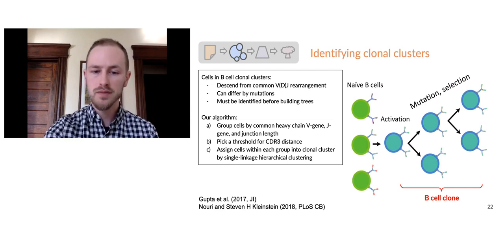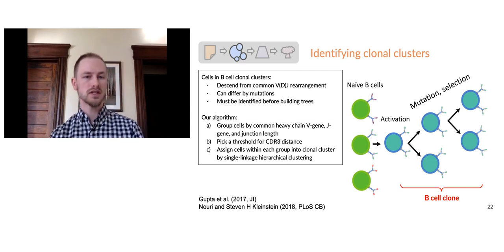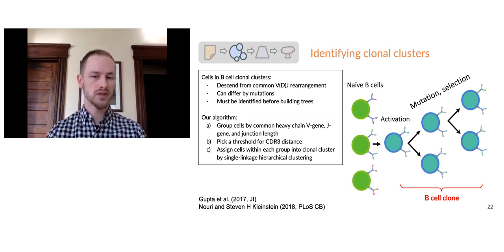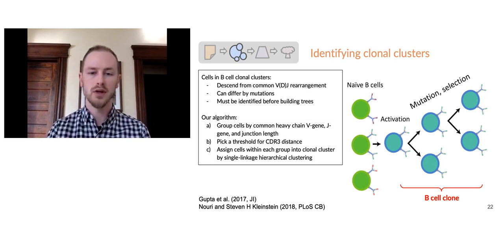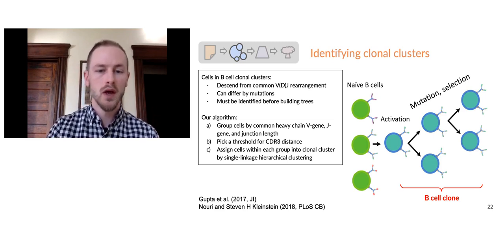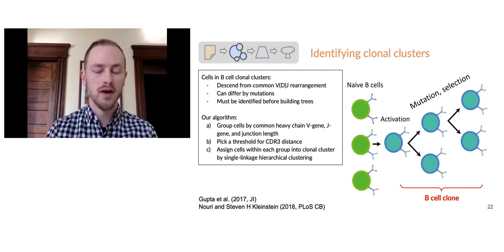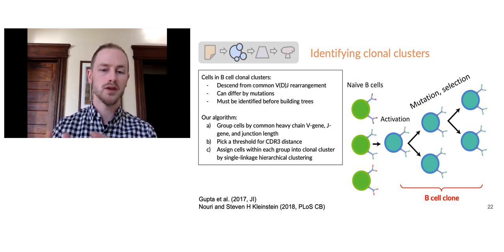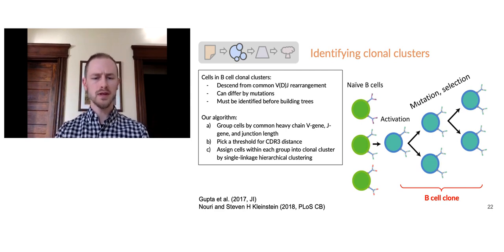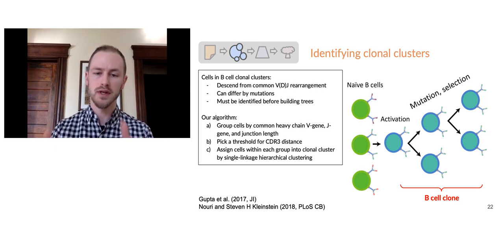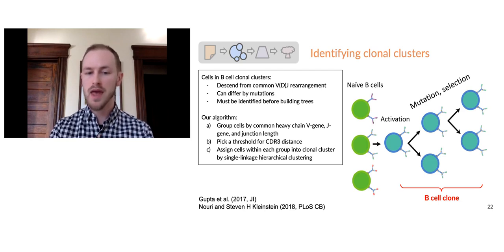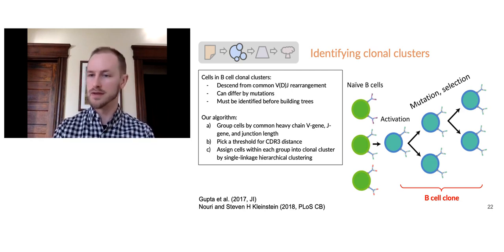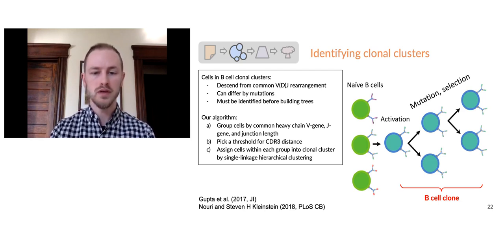There are a few different algorithms available for grouping sequences into clones, but today we're just going to talk about our group's algorithm for single linkage hierarchical clustering. The way this works is we first group heavy chain sequences by common V and J genes and junction lengths. We then compare the junctions of each sequence within each group to its nearest neighbor in sequence space, and then pick a Hamming distance threshold based on these distances. We can then group sequences together via single linkage clustering.